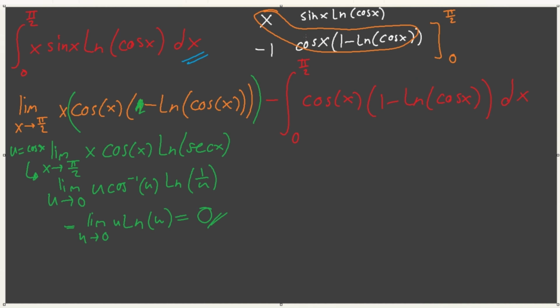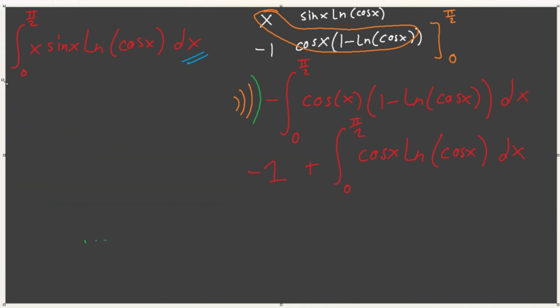And then this is just cosine of x, right? Which is just minus 1. And then we have plus, now we have to deal with this. Right? And now how do we compute this? How do you compute this? We have to do integration by parts again, unfortunately. Which is all right. It's okay, I guess.